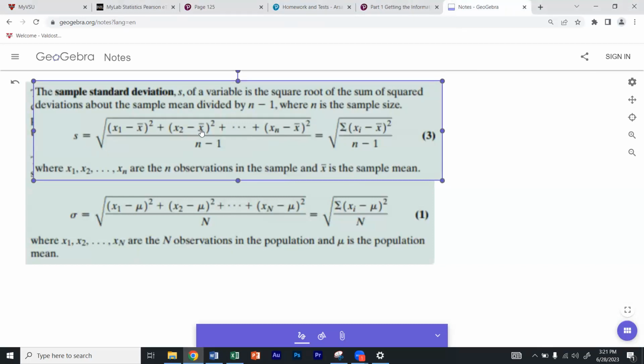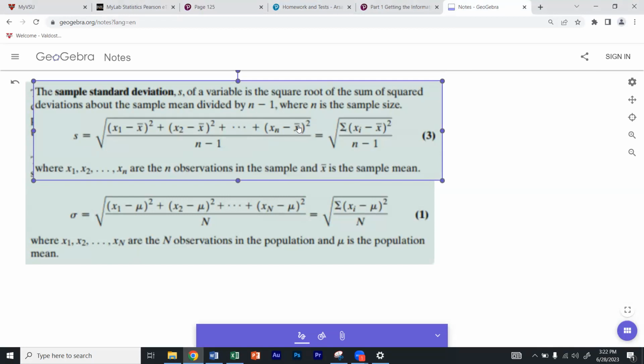This X bar is the sample mean, okay? It says that on top. You divide it by n-1 finally. When you find the mean, you divide it by the size of the sample. That's how we define sample arithmetic mean.